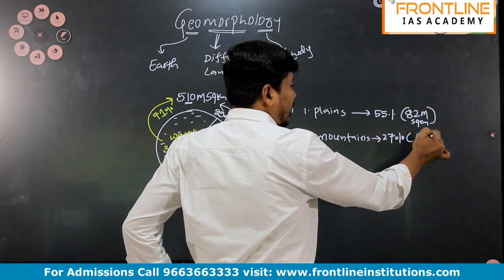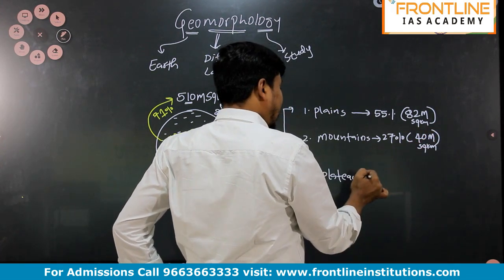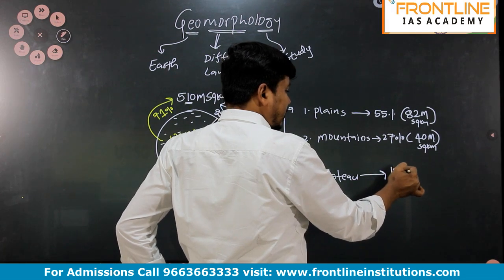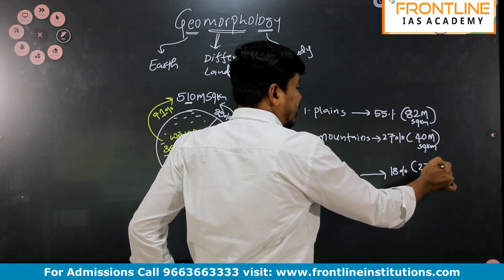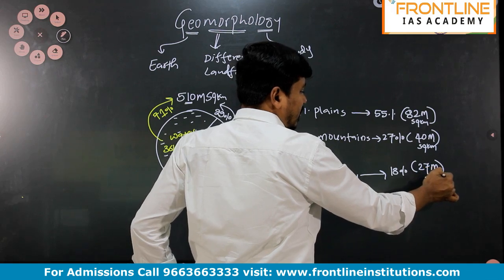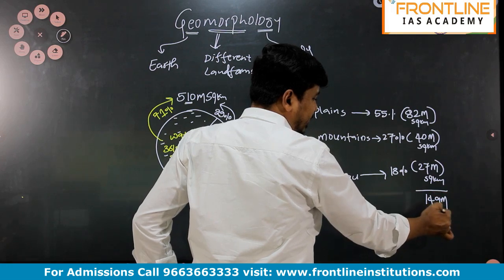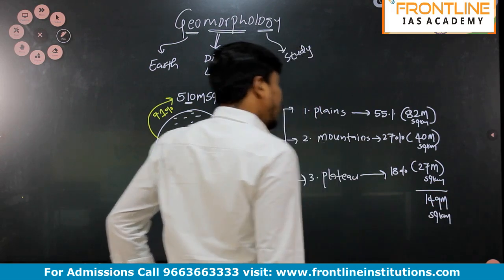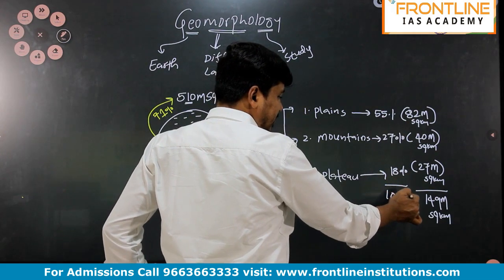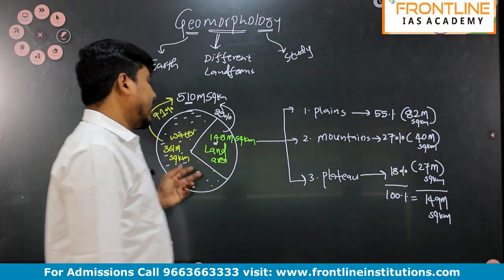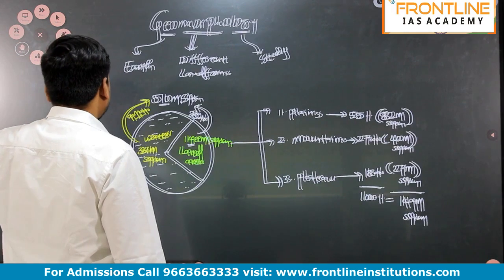That is almost 40 million square kilometers, and plateau constitutes 18%, so that is almost 27 million square kilometers. If you add all three, you will get 149 million square kilometers, right? And if you add the percentages, you will get 100%. So out of 149, the maximum is plain area. Very important.